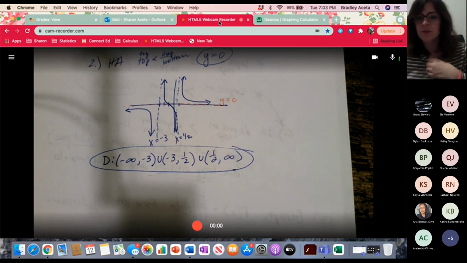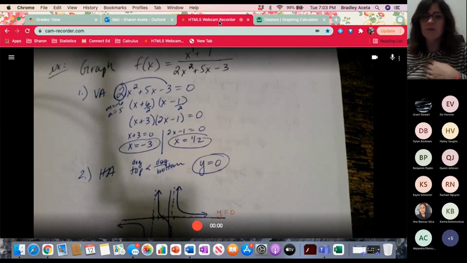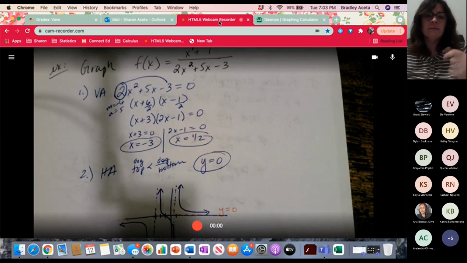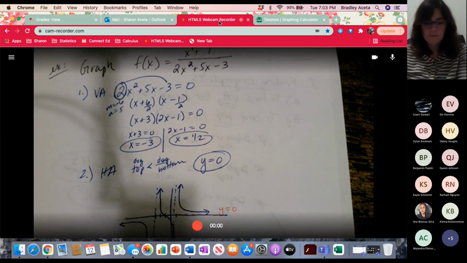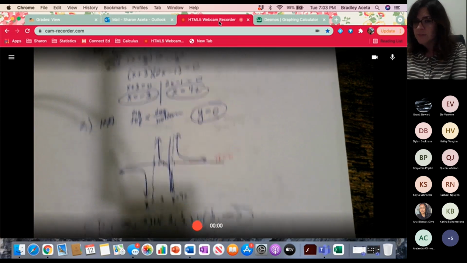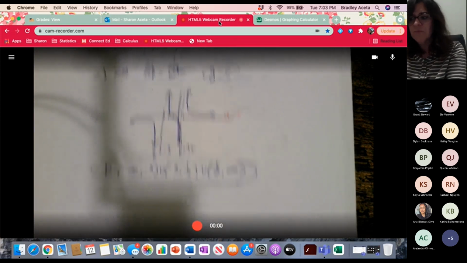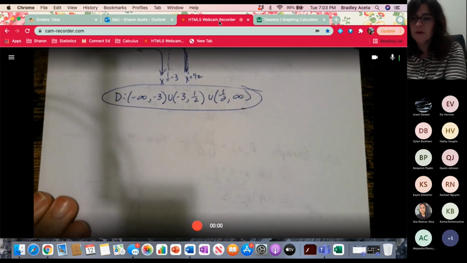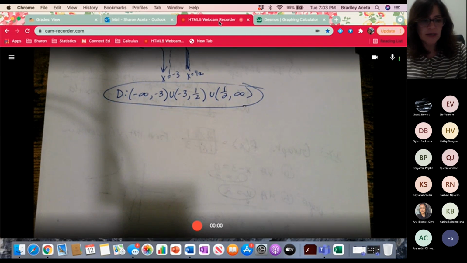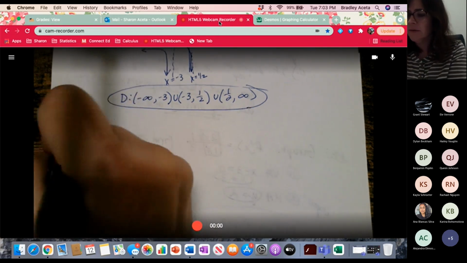So, interesting question right there. It has 2. Can you have 2 vertical asymptotes? Sure can. You sure can. But there are always different ones here. I'm trying to show you all the different kinds you could get.